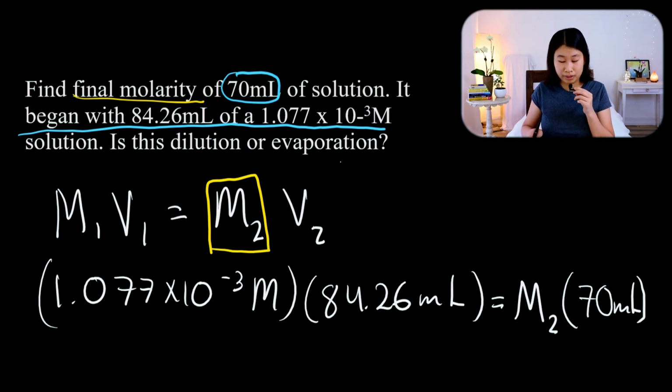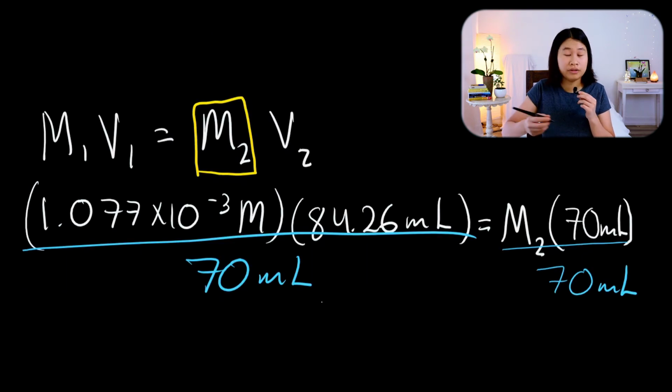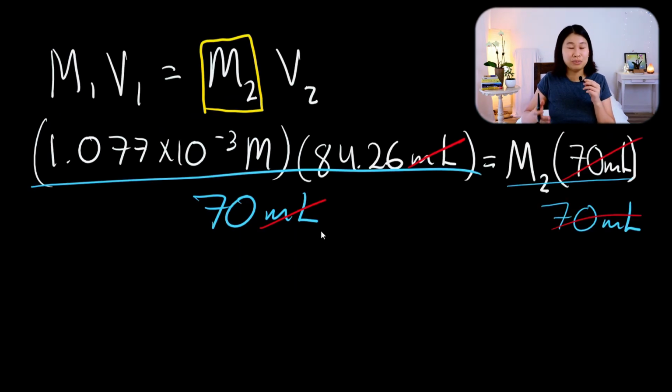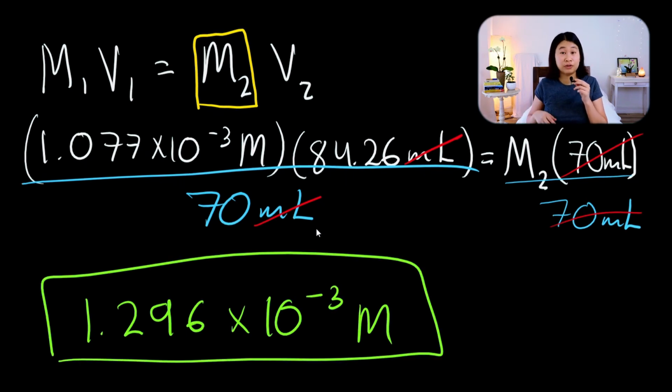In order to solve for M2, let's divide both sides by 70 ml. On the right side, 70 milliliters over 70 milliliters is going to go away and just become 1. On the left side, we see that ml on the top and the bottom is going to also cancel out, leaving us with M, or molarity. 1.077 times 10 to the negative 3 times 84.26 all divided by 70 will give you the value of 1.296 times 10 to the negative 3 M, or molarity. And so this is going to be the value for your final concentration.